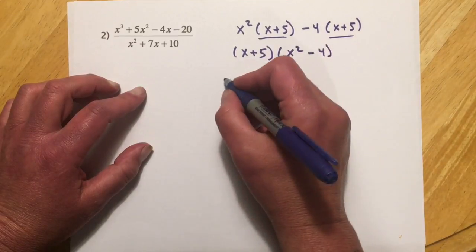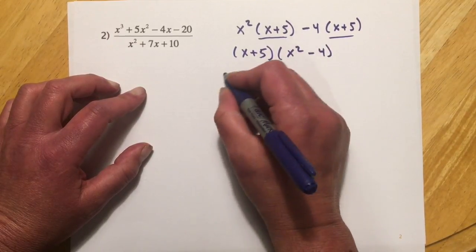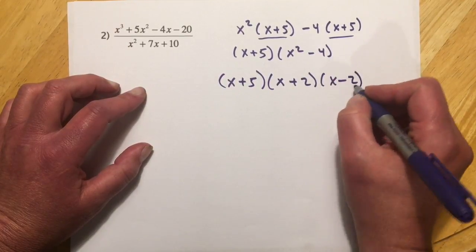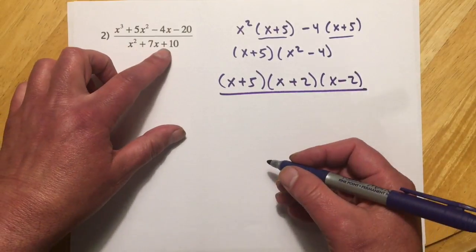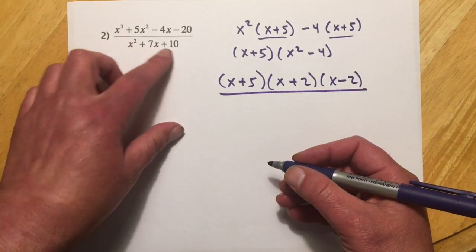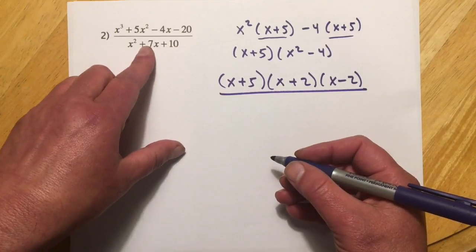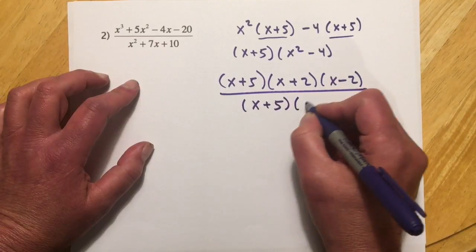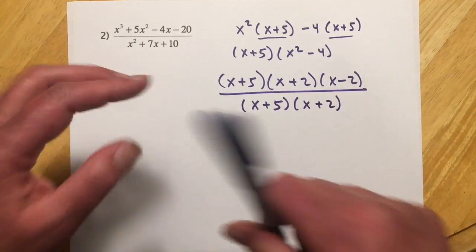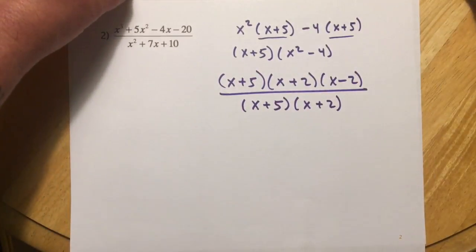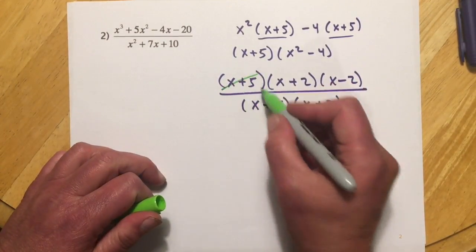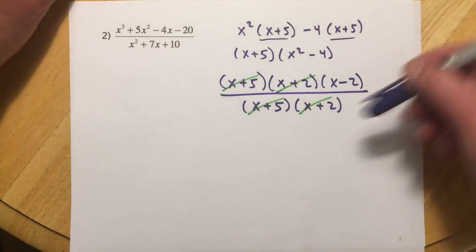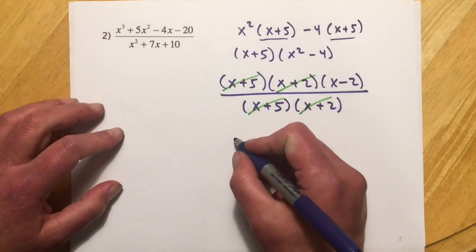And then that's a difference of squares. So that's going to be x plus 5, and then x plus 2, x minus 2. And then here, this is 3 terms, and these are the 1s, so we just have what multiplies to be 10 and adds to be 7. So x plus 5 and x plus 2. And then we just cancel our 1s, so x plus 5, and x plus 2, x plus 2. So final on that is x minus 2.